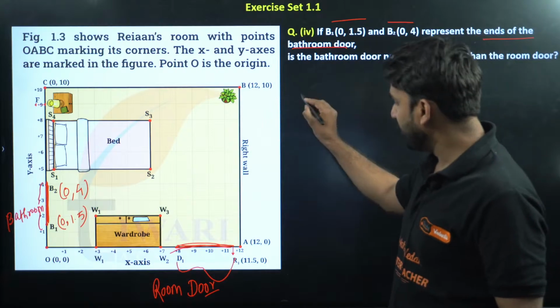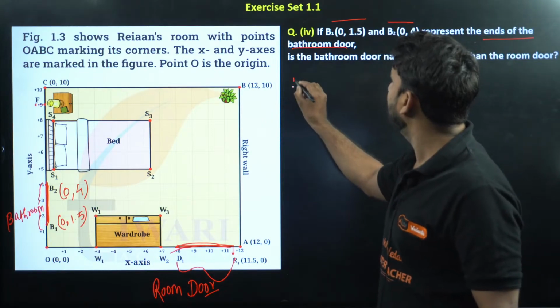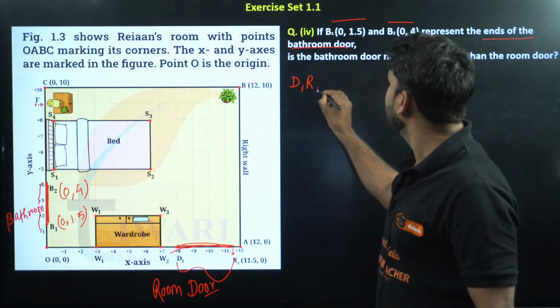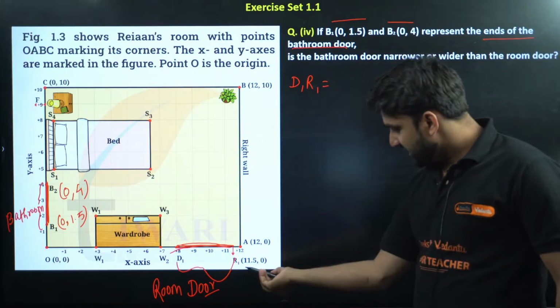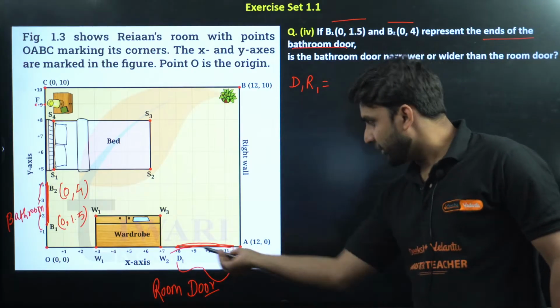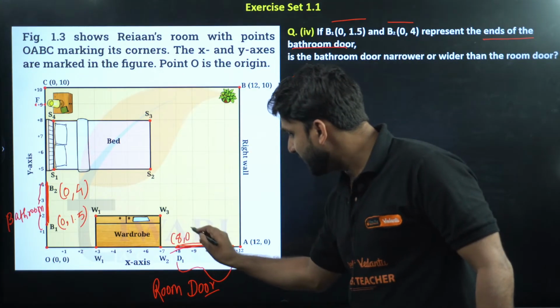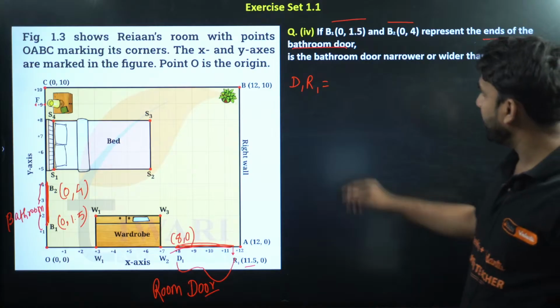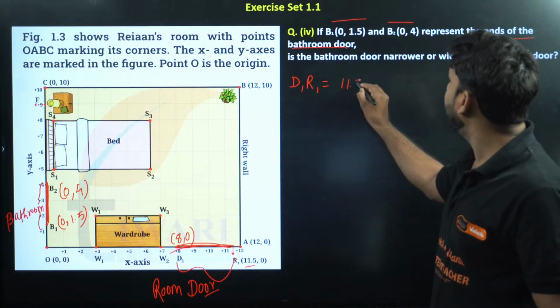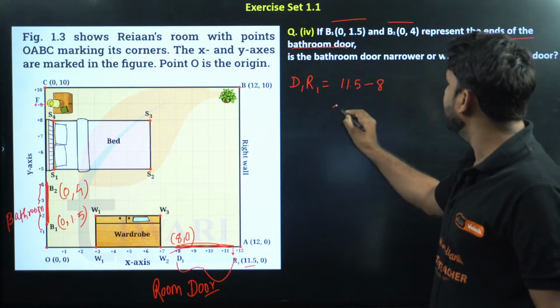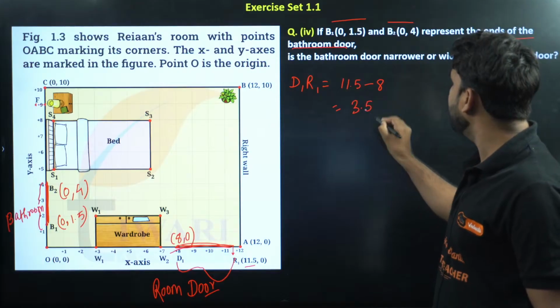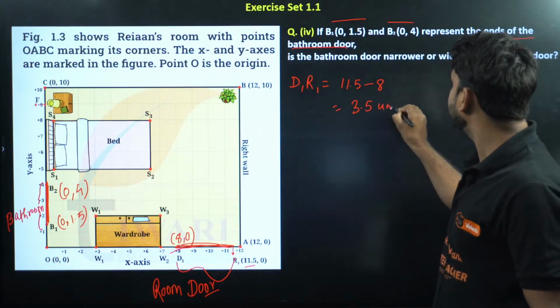So let's find out D1. Here, what is the D1 R1? D1 R1 is basically the difference between the X coordinates, and here it is 11.5 and D1 has coordinate 8, 0. So what will be D1? 11.5 minus 8, and this will be 3.5 units.